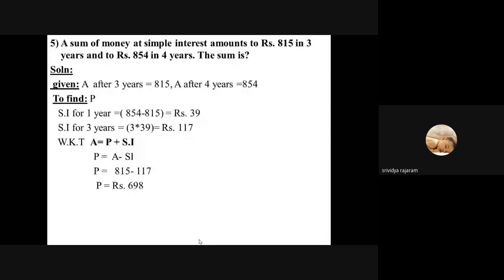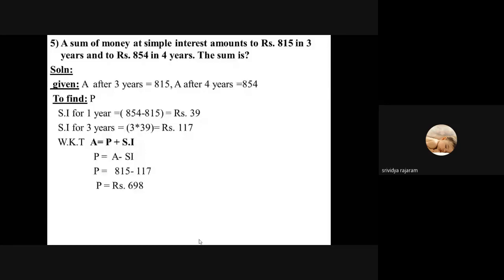So that is what I am doing. Simple interest for 1 year is nothing but 854 minus 815, that is rupees 39. So this 39 is the simple interest for 1 year. So further, how can we proceed? We have the new amount value for either 3 years or 4 years. Then we need to find simple interest for either 3 years or 4 years, right?